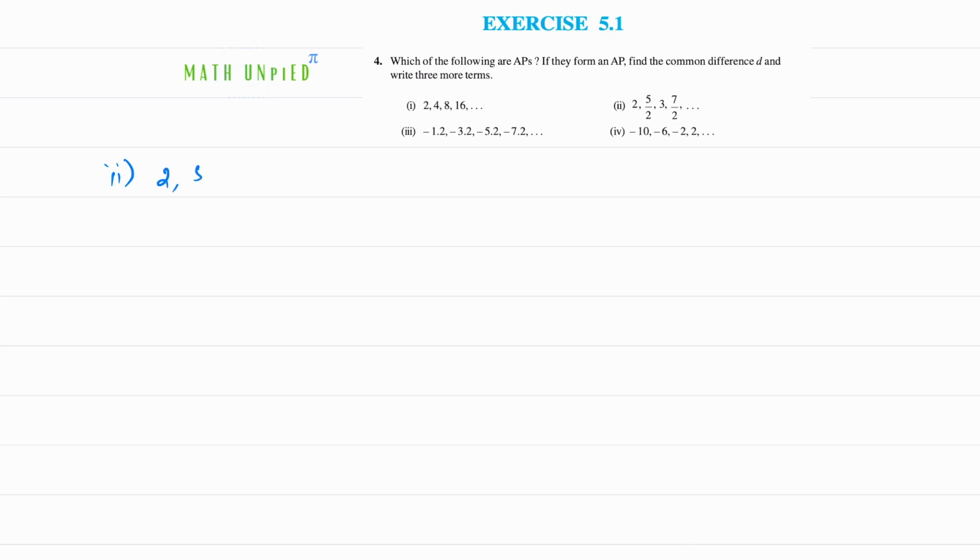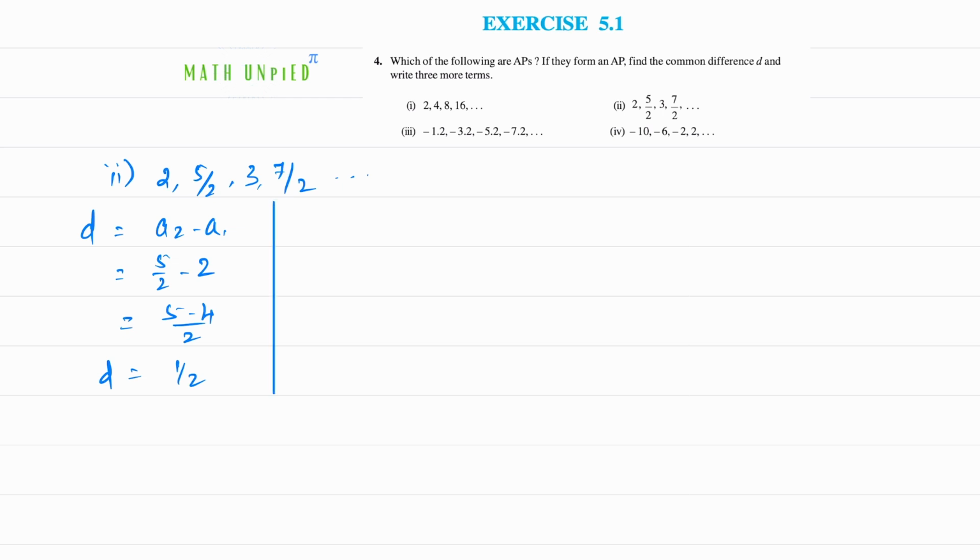2, 5 over 2, 3, 7 over 2, and so on. So let's find the difference D for the first two terms, which is given by A2 minus A1, which is 5 over 2 minus 2, which is 5 minus 4 over 2, which is equal to half. So this is A2 minus A1. Now similarly, let's find D equals A3 minus A2, difference between the third and the second term. Which is given by 3 minus 5 over 2. So that is equal to 6 minus 5 over 2, which is equal to half.